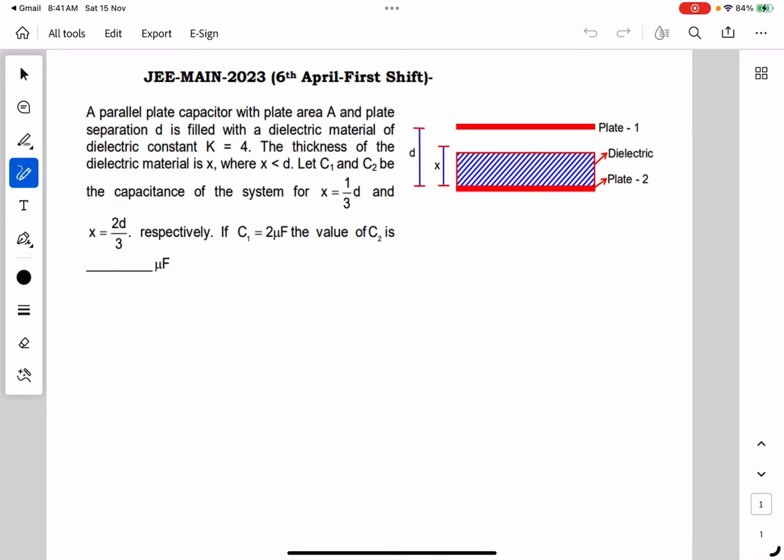Hi everyone, let's take up a question from JEE Main 2023. A parallel plate capacitor with plate area A and plate separation D is filled with a dielectric material of dielectric constant K equal to 4. The thickness of the dielectric material is X, where X is less than D.